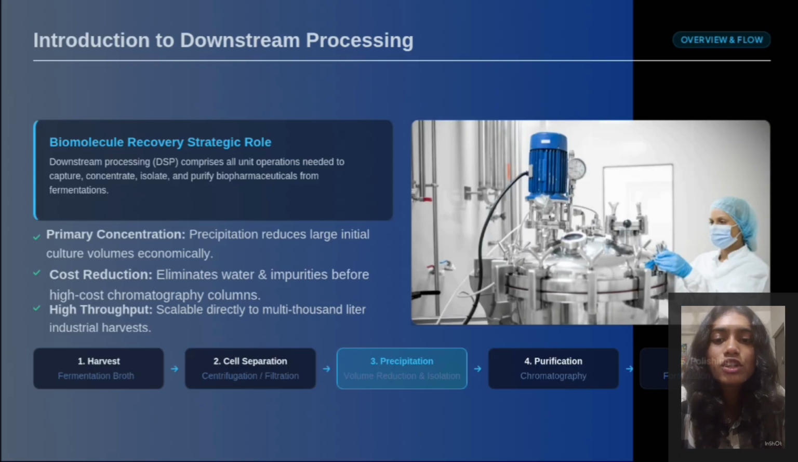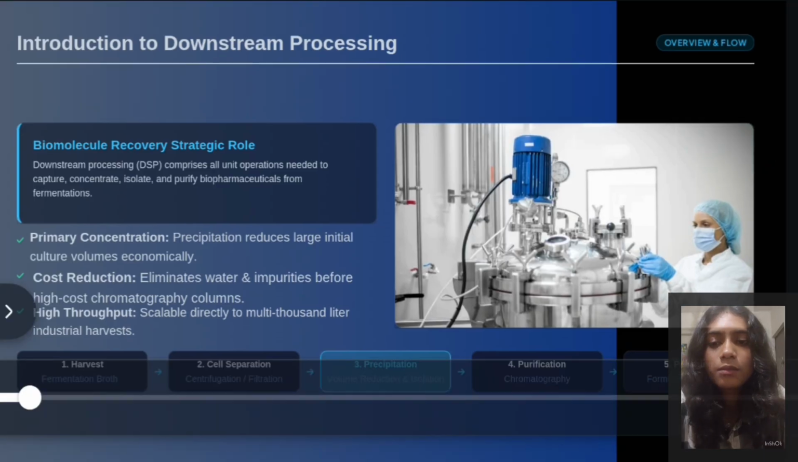DSP is the entire chain of unit operations needed to capture, concentrate, isolate and purify our target biomolecule after fermentation. It follows a simple 5-step journey. The first one is harvesting the raw fermentation broth. The second is cell separation using centrifugation or filtration to get a clear liquid. The third step is precipitation for volume reduction and primary isolation.